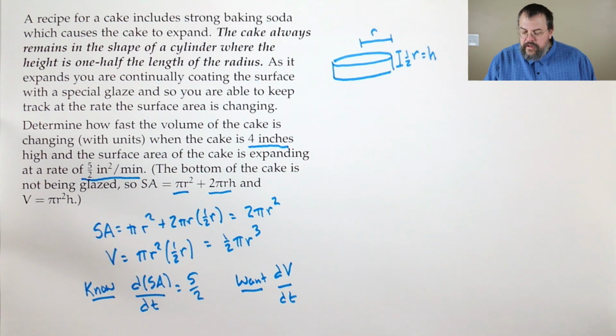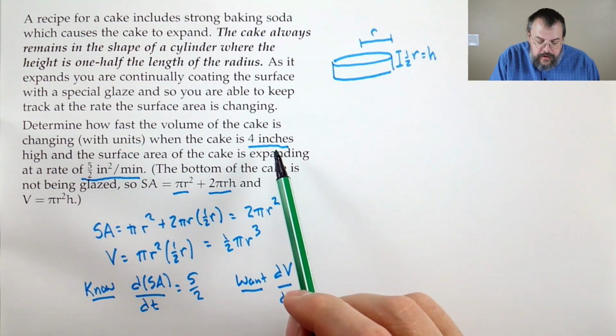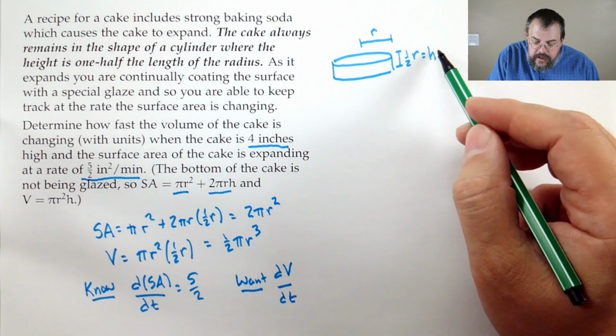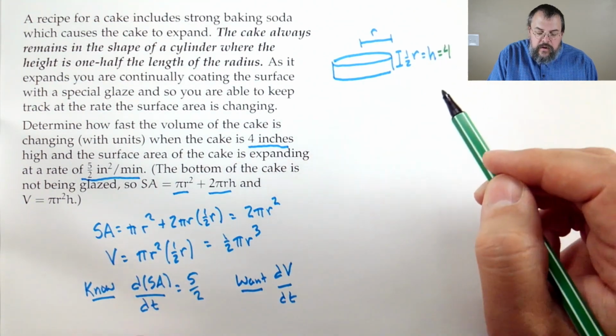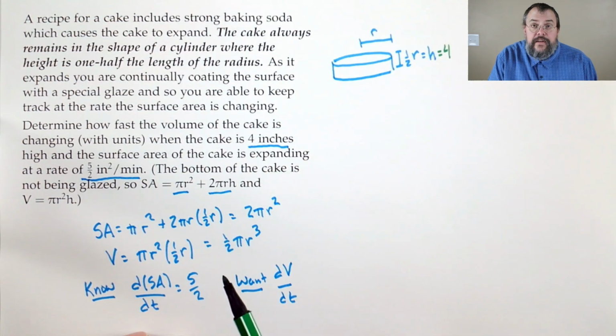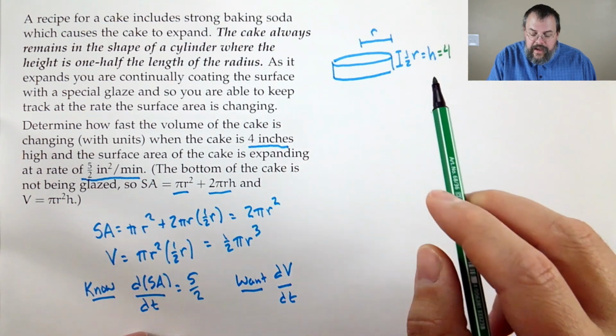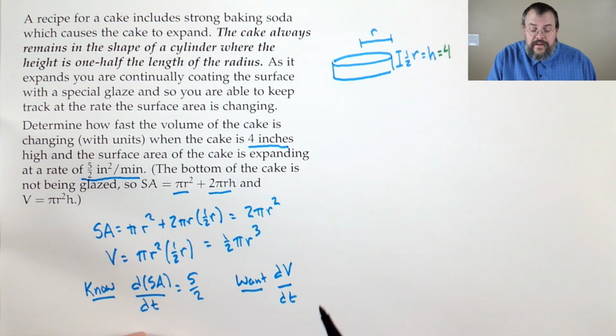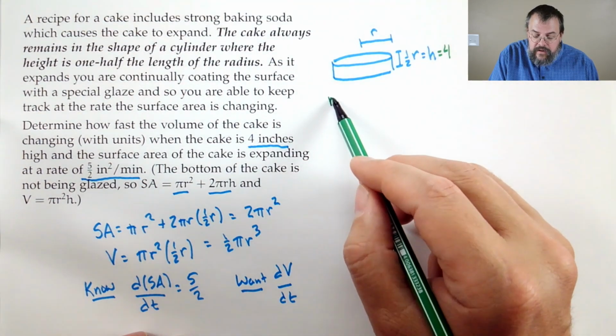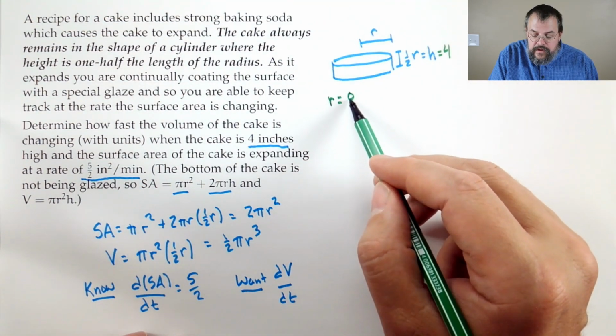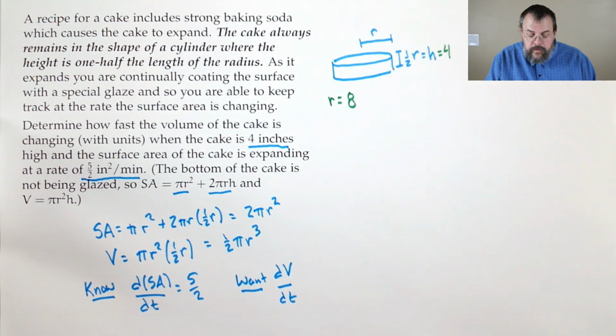So let's make some notes here. The cake is 4 inches high, so our height is currently 4. What does that tell us about our radius? That's going to be an important piece of information. Half the radius is 4, so our radius is equal to 8. Okay, excellent. Now we have our pieces in place.